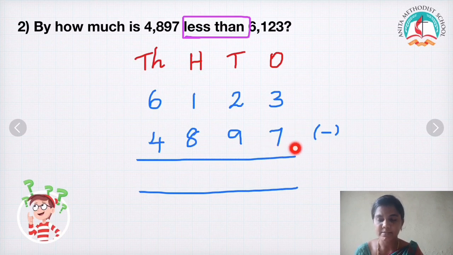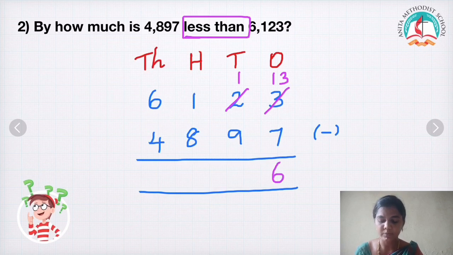I can't subtract 7 from 3. So we need to regroup the 3 from the tens place. Okay, so if I borrow from the tens place, the tens place will become 1. Here the 3 will become 13. Okay, so now I can subtract 7 from 13. So 13 minus 7, that is equal to 6.